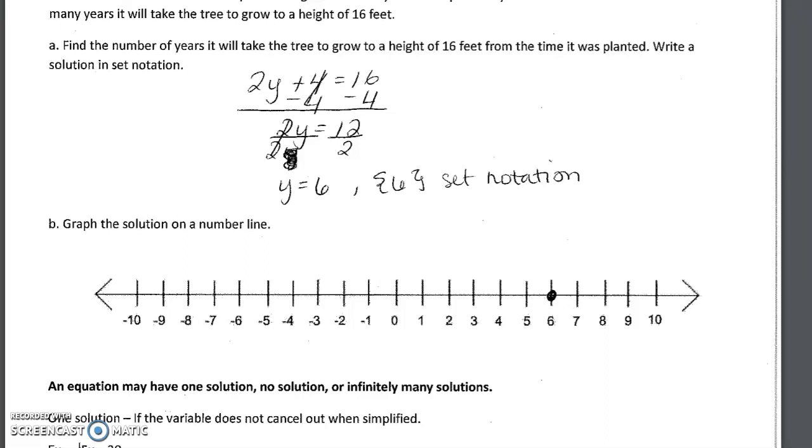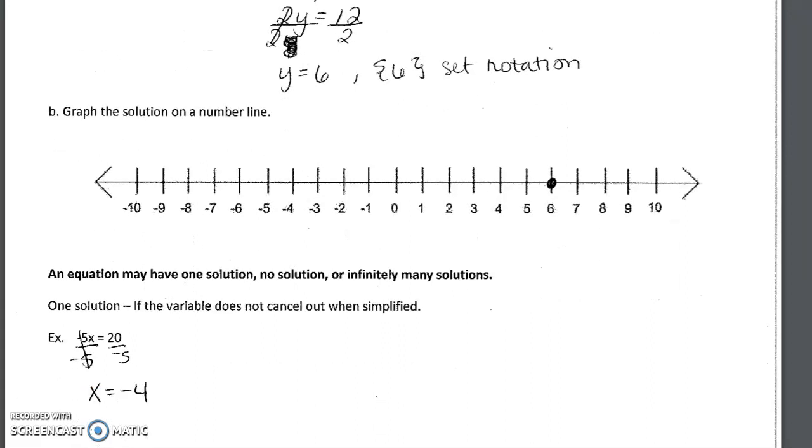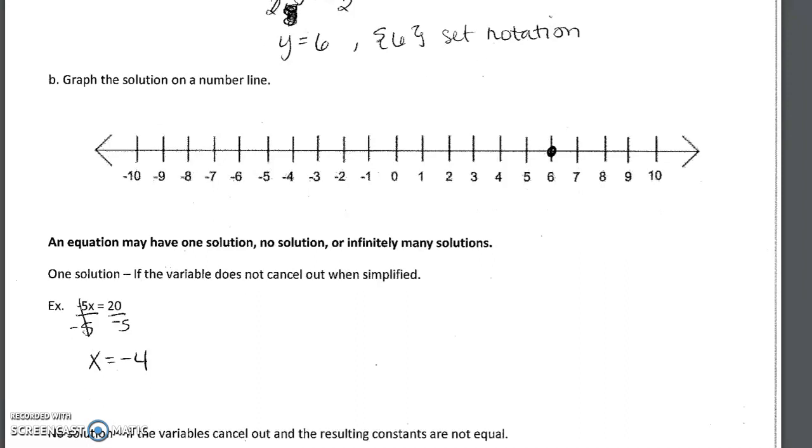Now the question is, do equations always have a solution? And I think you guys have been exposed to the possibility that it doesn't. Sometimes equations have no solution, and sometimes equations have an infinite number of solutions. Those are special cases. So that's what you're going to look at next. One solution if the variable does not cancel out when simplified. That's a normal equation. You guys have solved those already in the previous 6 examples. You solve them, you find x.